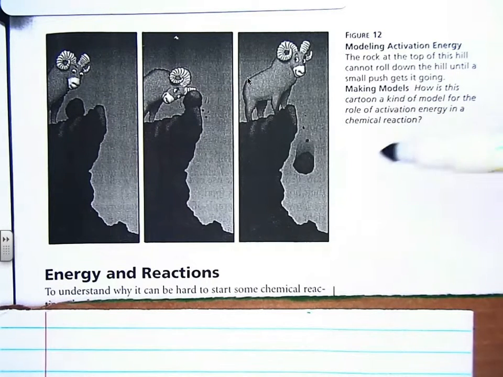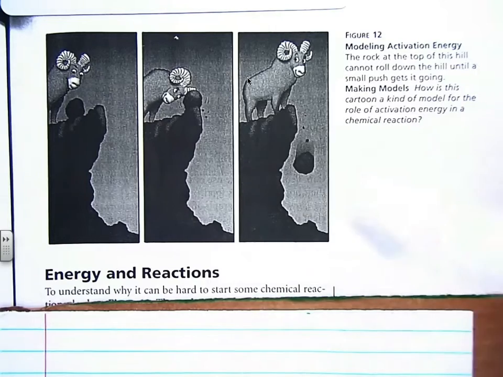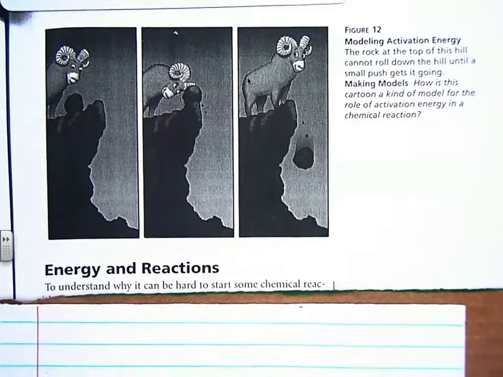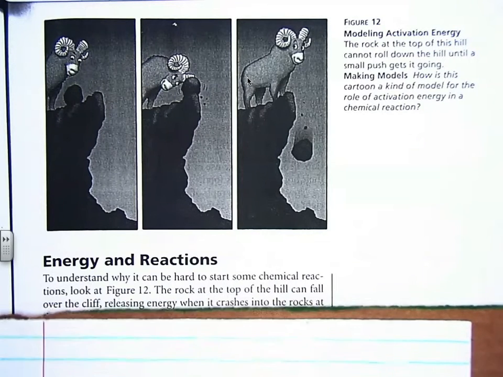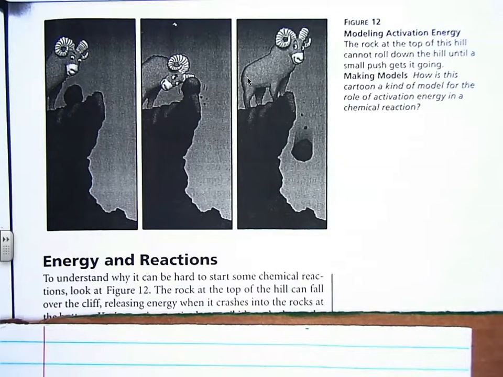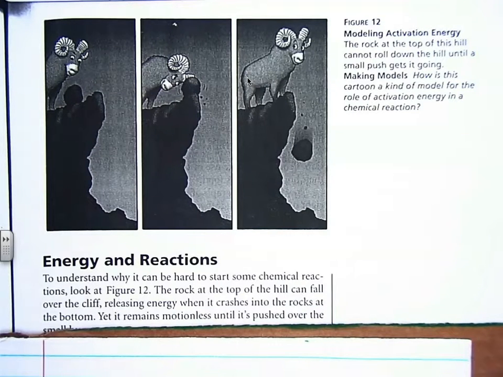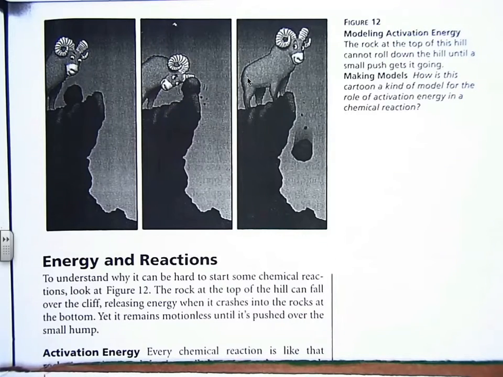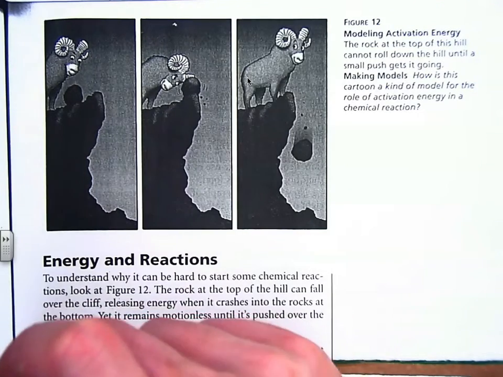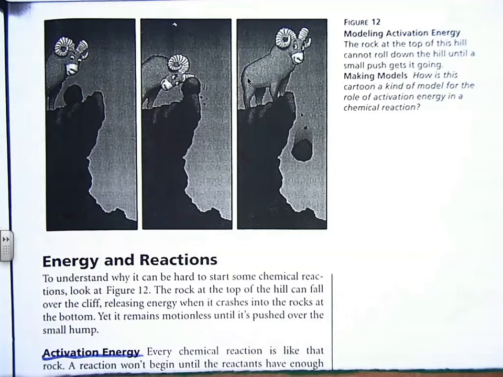Okay, let's read. Energy and reactions. To understand why it can be hard to start some chemical reactions, look at figure 12. The rock at the top of the hill can fall over the cliff, releasing energy when it crashes into the rocks at the bottom. Yet it remains motionless until it's pushed over the small hump. Activation energy. Vocab word. Every chemical reaction is like that rock.